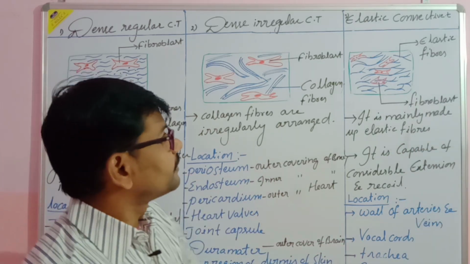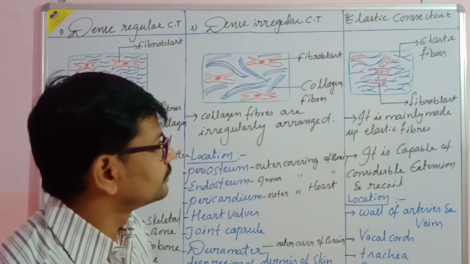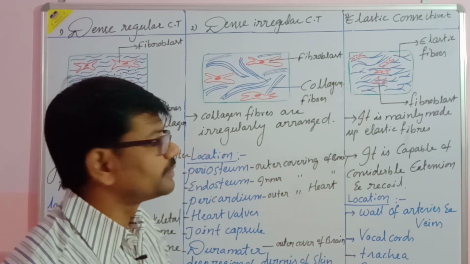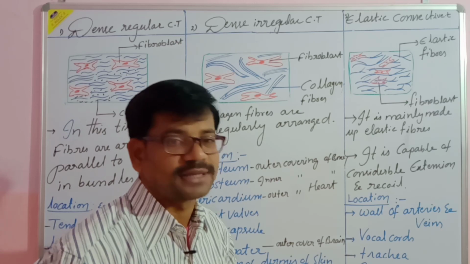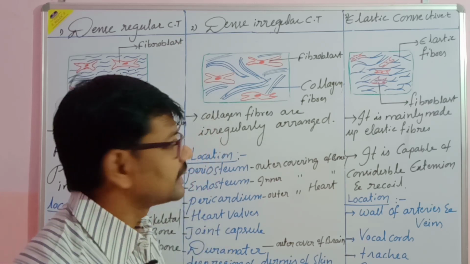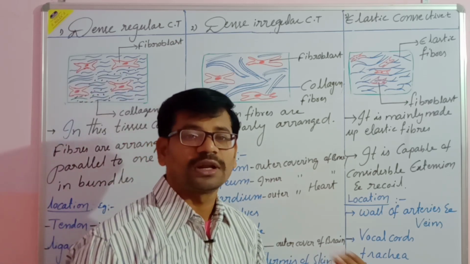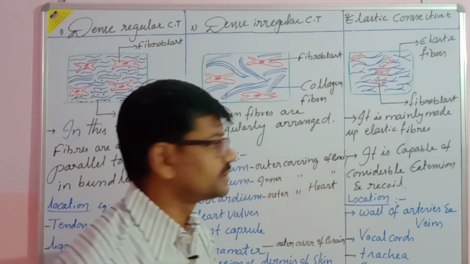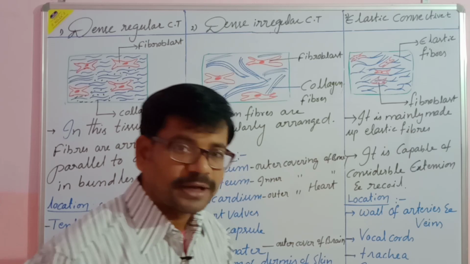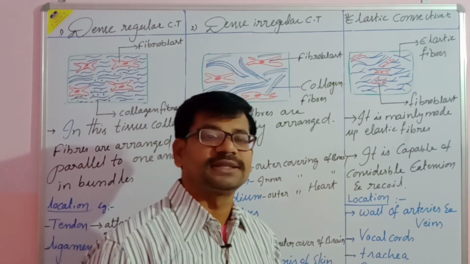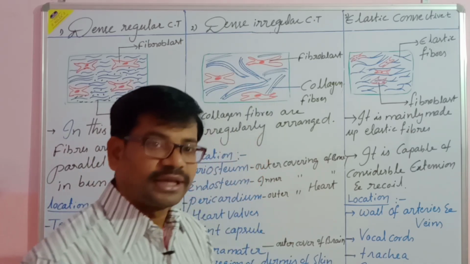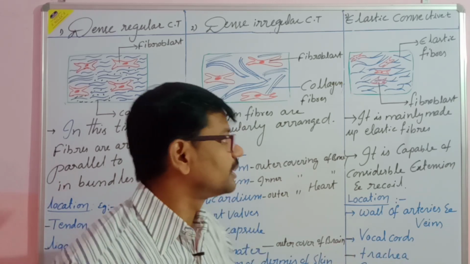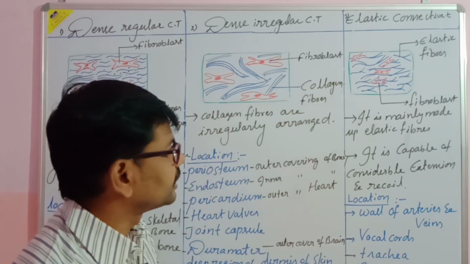Coming to the third type of tissue, the elastic connective tissue. The peculiar characteristic is that it is made up predominantly of elastic fibers. Elastic fibers are made up of a yellow-colored protein called elastin. This we also learnt in the previous lecture. These elastic fibers have elasticity. That means they can expand and they can recoil. That is the nature we can see in elastic connective tissue.